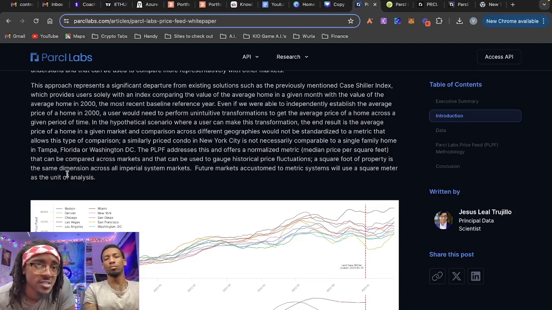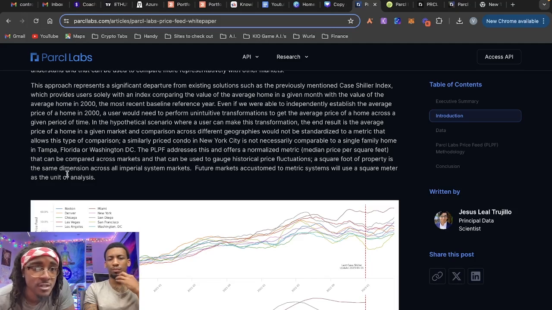This approach represents a significant departure from existing solutions such as the previously mentioned Case-Shiller index, which provides users solely with an index comparing the value of the average home in a given month with the value of the average home in 2000, the most recent baseline reference here. Even if we were able to independently establish the average price of a home in 2000, a user would need to perform unintuitive transformations to get the average price of a home across a given period of time.